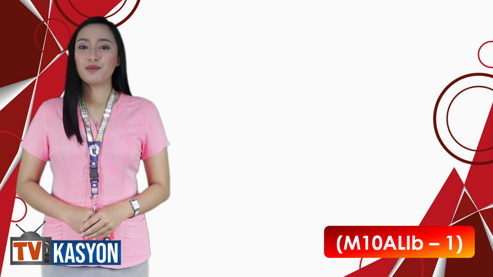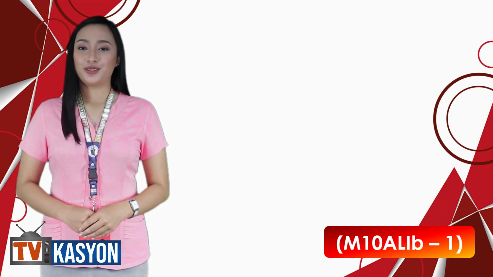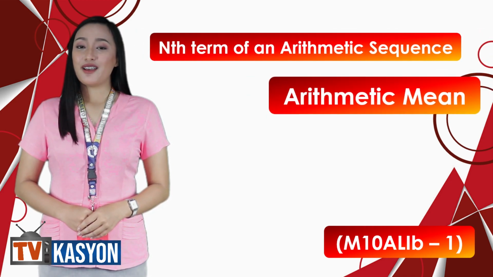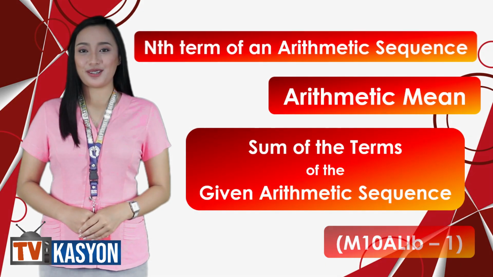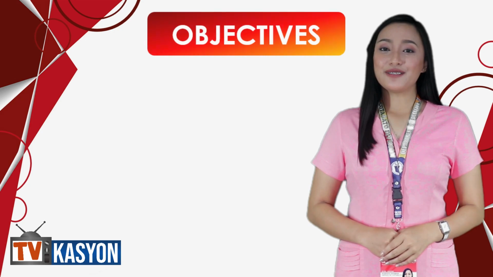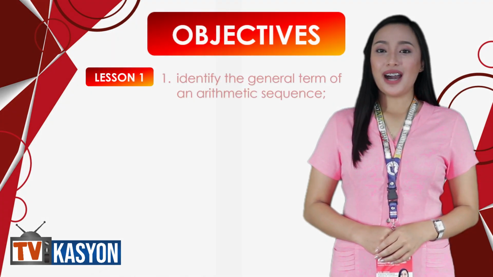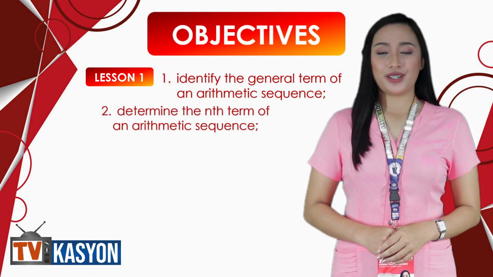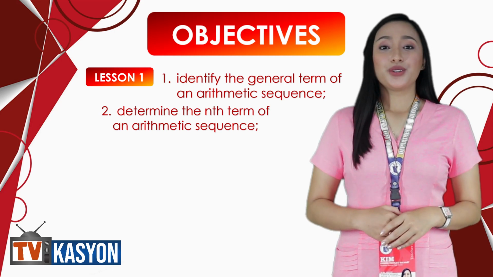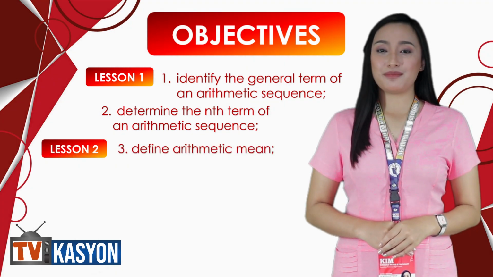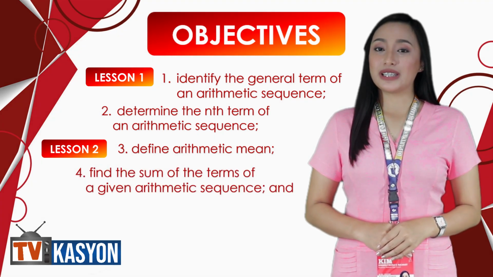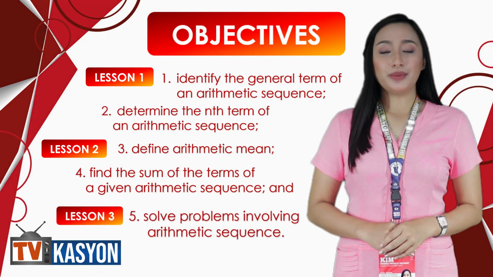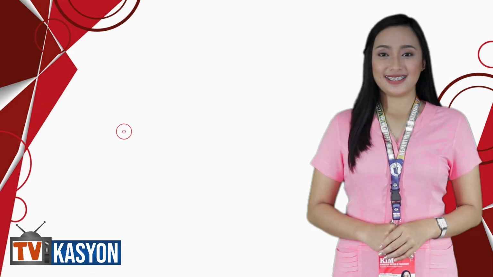In this module, the most essential learning competency is to determine the nth term of an arithmetic sequence, arithmetic mean, and the sum of the terms of a given arithmetic sequence. At the end of this video lesson, you will be able to identify the general term of an arithmetic sequence, determine the nth term of an arithmetic sequence. Also, you are expected to define arithmetic mean, find the sum of the terms of a given arithmetic sequence, and lastly, you will be able to solve problems involving arithmetic sequence.